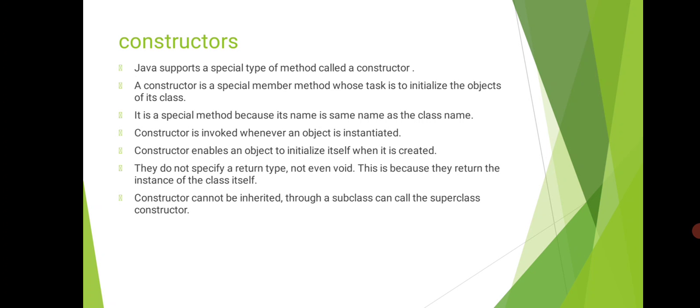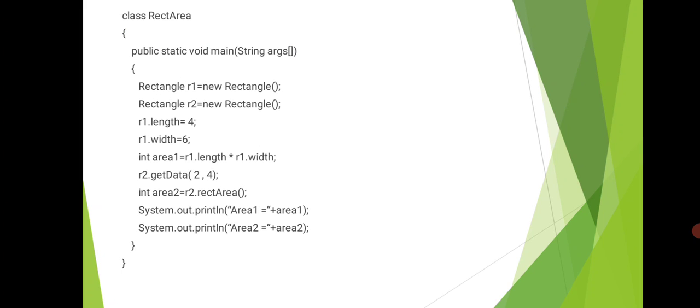So whatever you should write means you should use class only. So within the class you should write methods as well as data, everything. Okay, so we are declaring another class called rect area. So in that we are writing a public static void main.